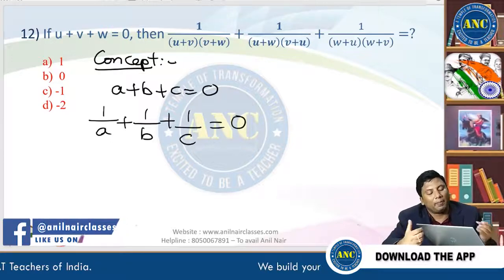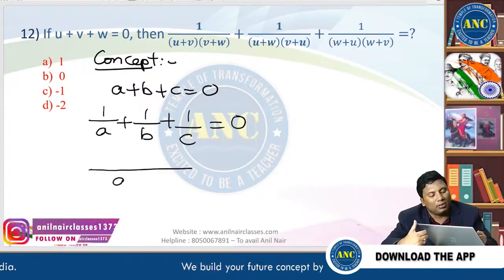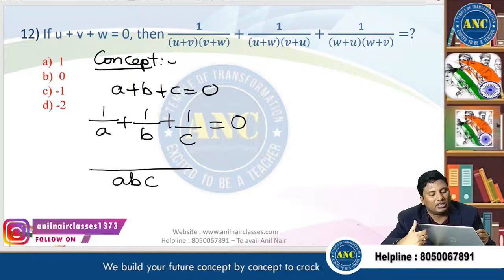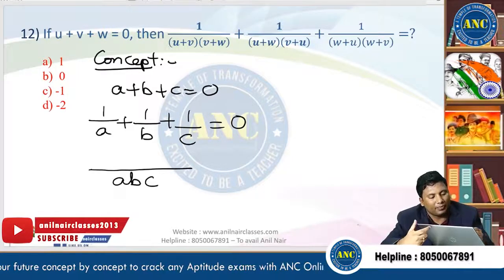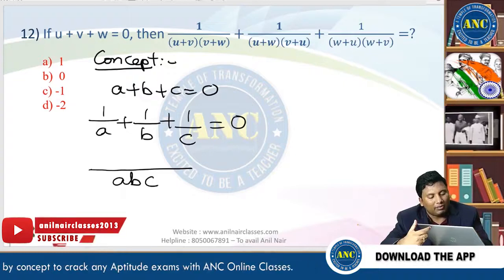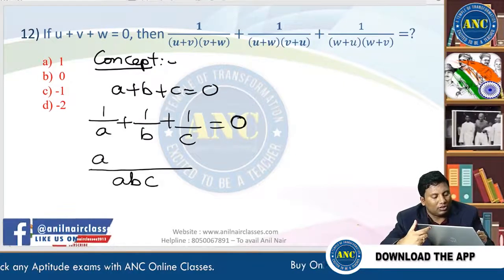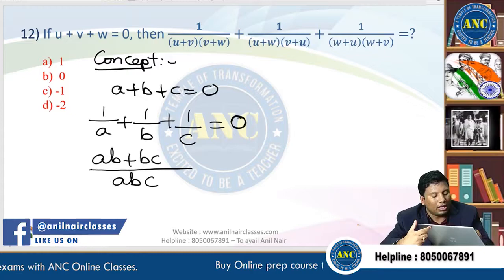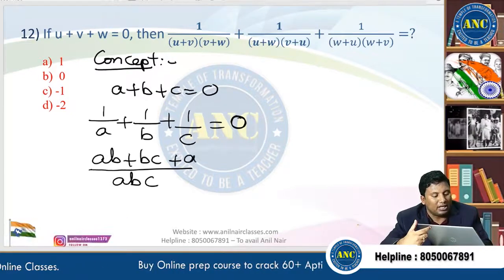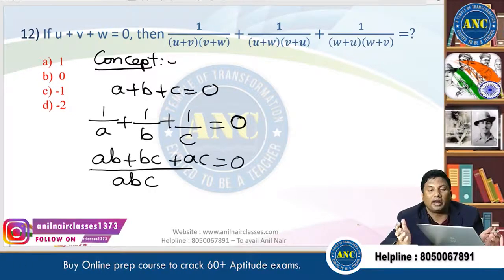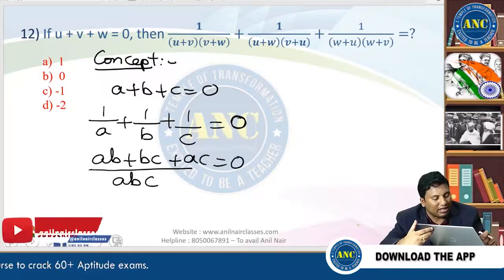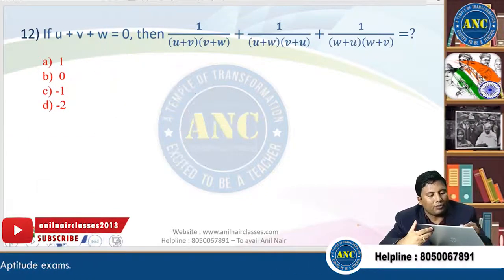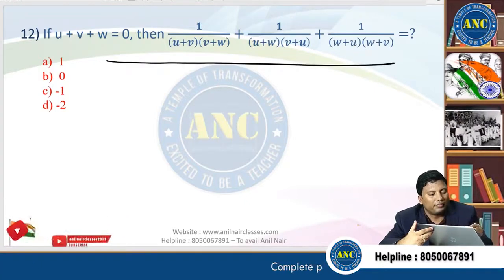This also will happen to be 0 because the denominator LCM is abc. If the denominator LCM is abc, 1 by a plus 1 by b plus 1 by c is 0. This will become ab plus bc plus ac is 0. Am I right? That means a very, very important conclusion. Please write the conclusion here.